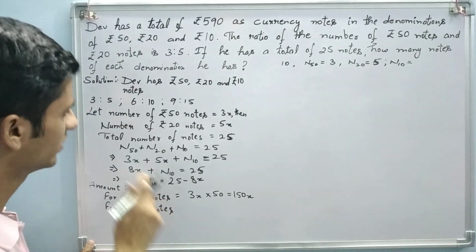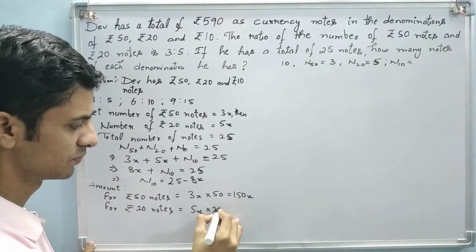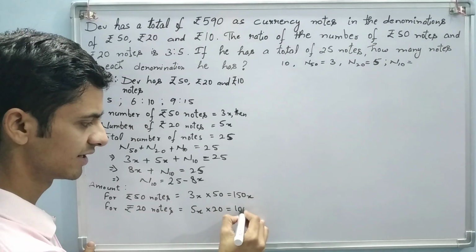Now, the rupee amount for 20 rupee notes. How many notes of 20 rupees? 5x. Cost of one note is 20 rupees. It gives you 100x.